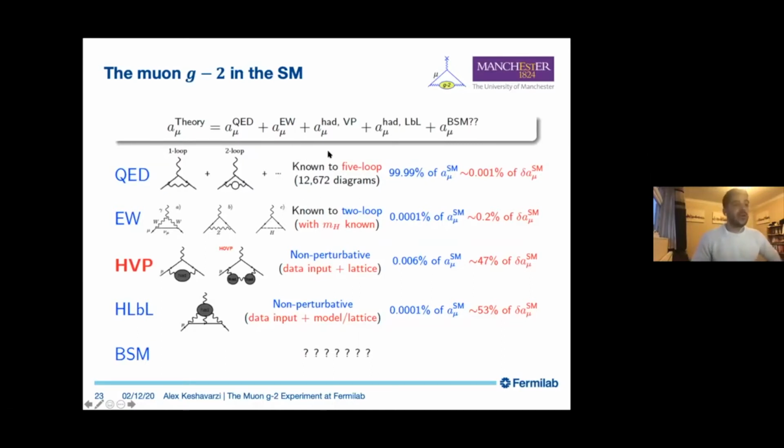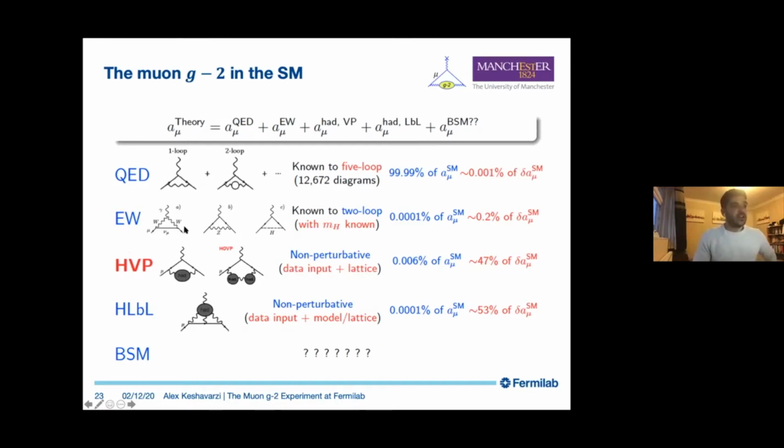So we now know these up to 5 loops. That's just the 5-loop contribution is nearly 13,000 Feynman diagrams. And all in, that is nearly 100% of the total standard model contribution. But QED is a perturbative calculation. We can do that very precisely, and so the uncertainty of that is very, very small.